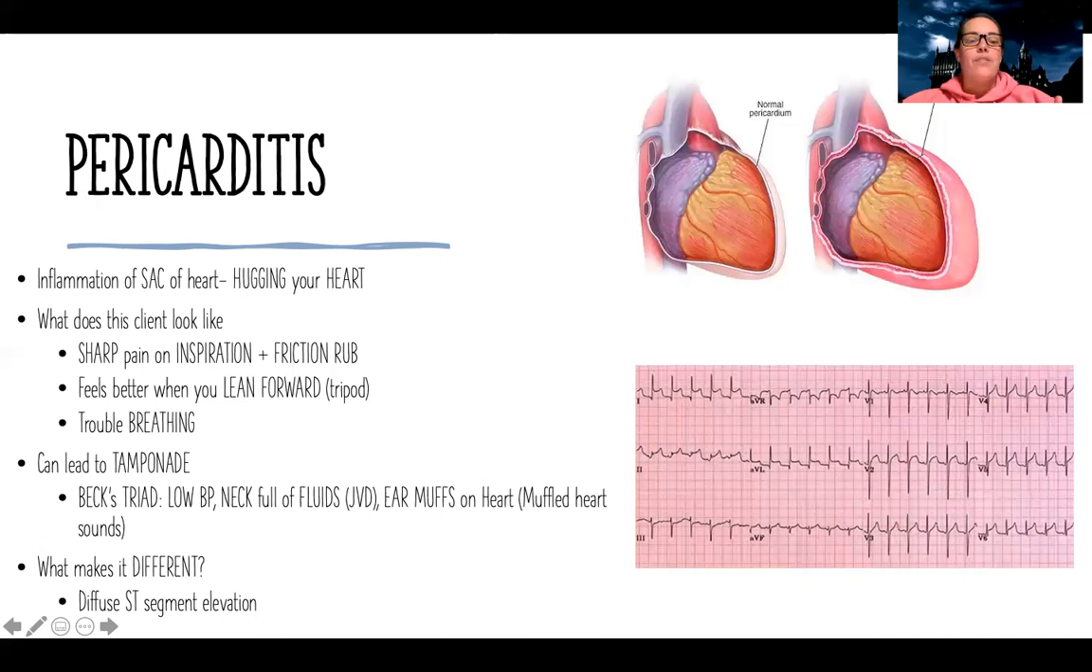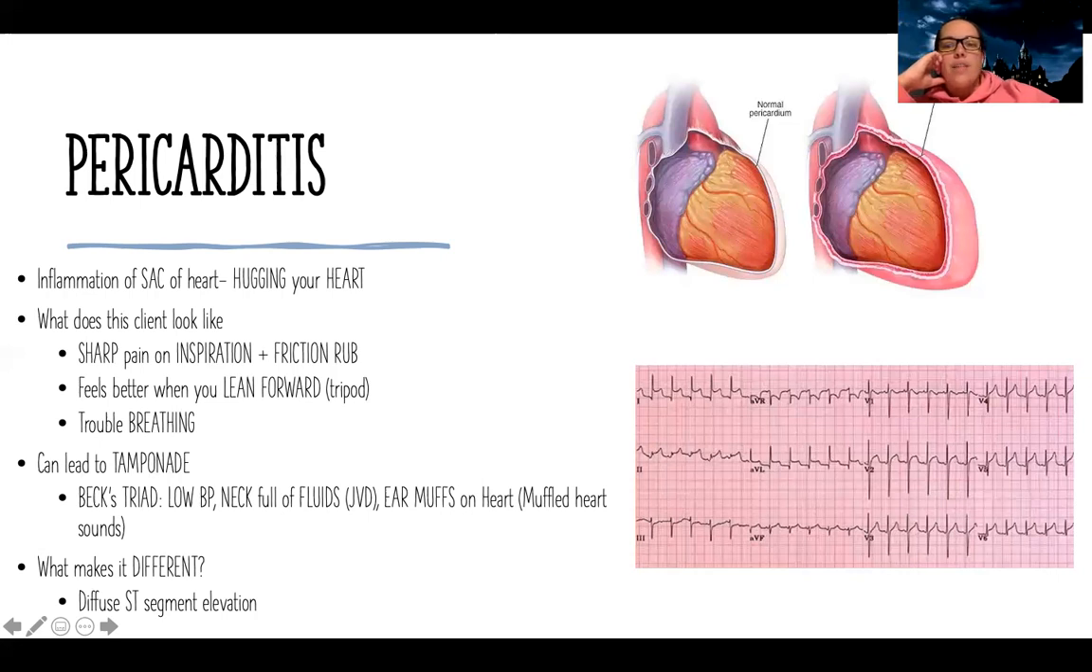So, Beck's triad: you have low blood pressure, hypotension; you have a neck full of fluid, or JVD, where the fluid backs up from your heart into your neck; and I also say you have earmuffs on your heart. Think of something so constricted, like it's being covered, that you have muffled heart sounds. You can't hear anything, like earmuffs on your heart. All the heart sounds sound really distant because the heart cannot move. There's all this extra inflammatory fluid around it, squeezing it so it can't properly contract.